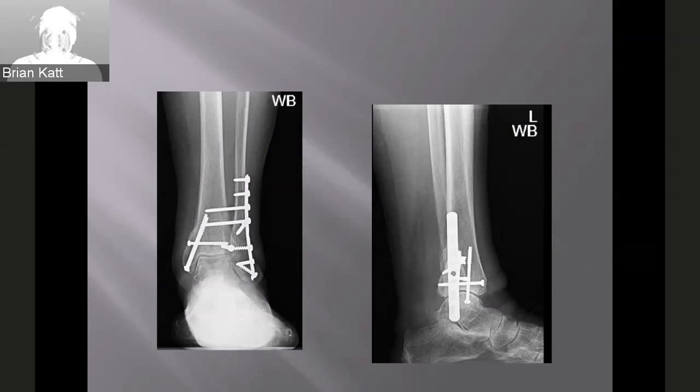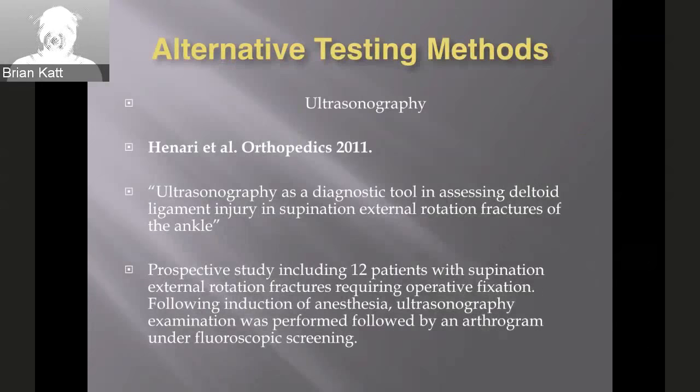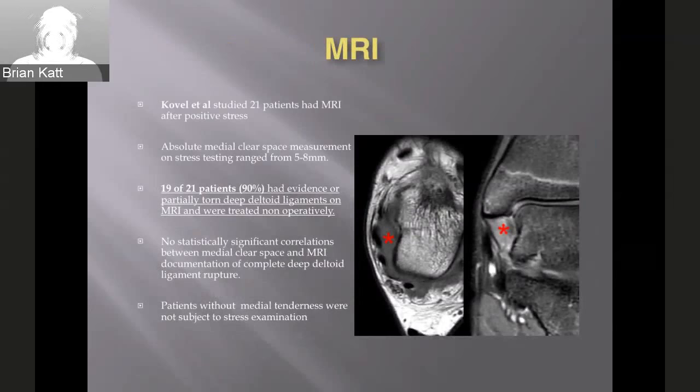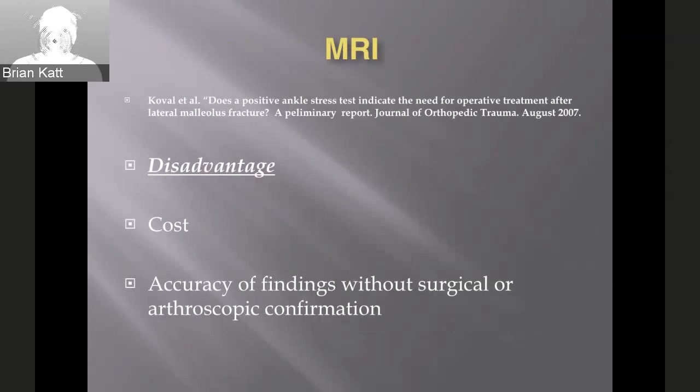And thankfully, she did well, but pretty big difference from just telling her she needed a boot for treatment. Alternative testing to work up a deep deltoid injury: ultrasound can be utilized, though not often. MRI is another study that you would think would give us a lot of information about the integrity of these deltoid ligaments, but it's just not quite often used.